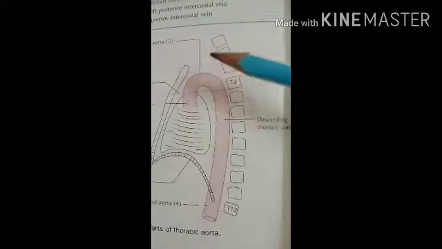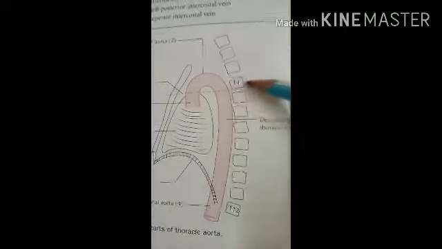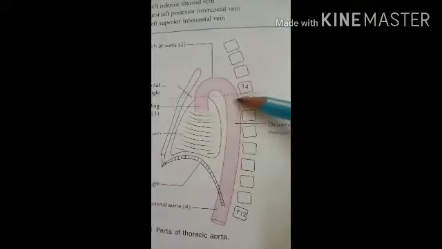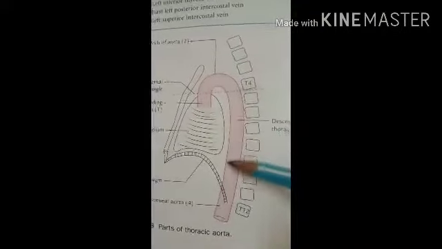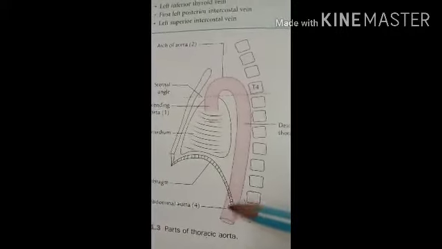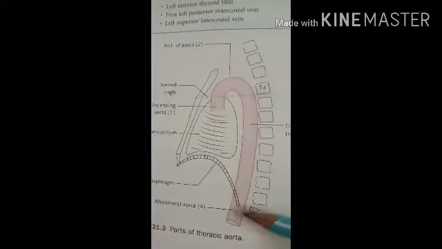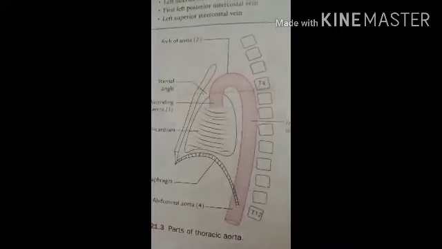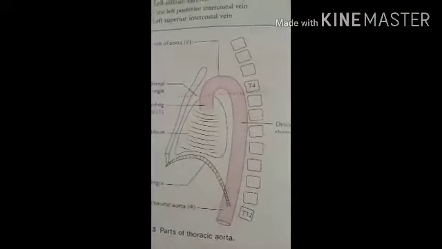It begins on the left side of the lower border of the T4 vertebra. Here you can see that it starts from the lower border of the T4 vertebra. Then it descends with an inclination to the right and terminates at the lower border of the 12th thoracic vertebra. Here you can see the lower border of the 12th thoracic vertebra. Okay? During its course it gives several branches.